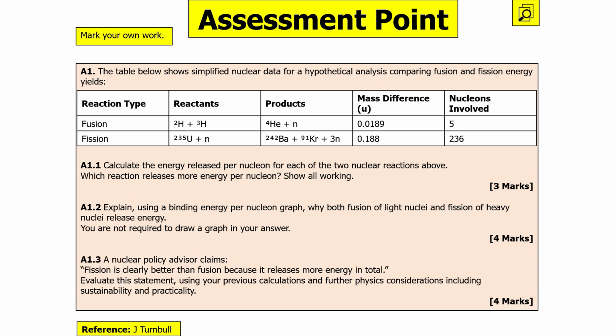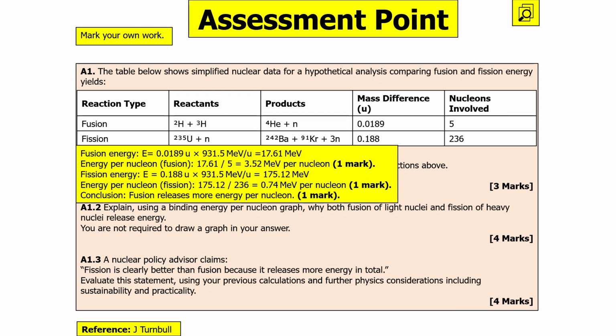Right, we know that in the first question the fusion energy is going to be equal to the mass difference times 931.5 to get into MeV. So you get that to be 17.61 MeV. You divide that by the number of nucleons present, 5, so you get 3.52 MeV per nucleon. We do the same for fission and we get 0.74 MeV per nucleon. So therefore fusion releases more energy per nucleon.